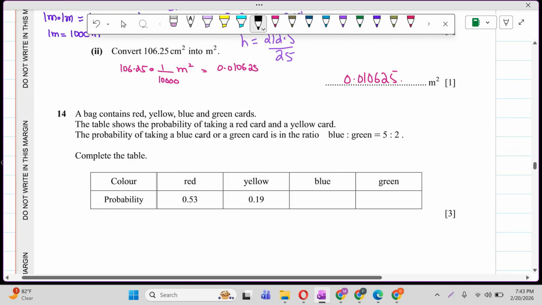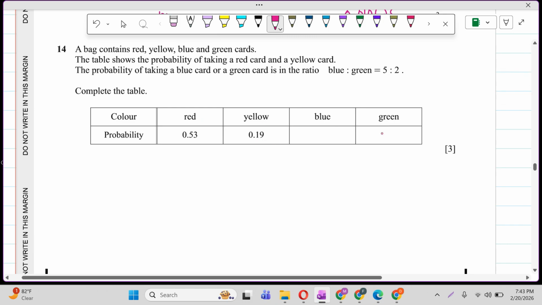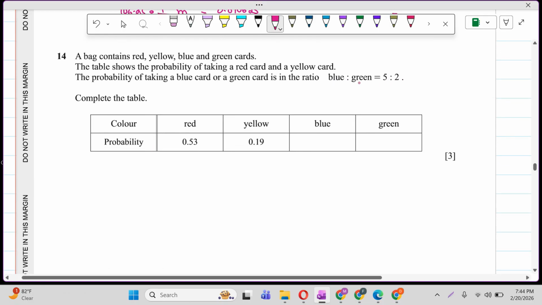Question number 14. A bag contains red, yellow, blue and green cards. A table shows the probability of taking red card and the yellow cards. The probability of taking blue card and the green card is in the ratio of blue is to green, which is 5 is to 2. Complete the table. The probability of red is 0.53 and probability of yellow is 0.19. We need to find the probability of blue and green, where the ratio of blue and green is 5 is to 2.